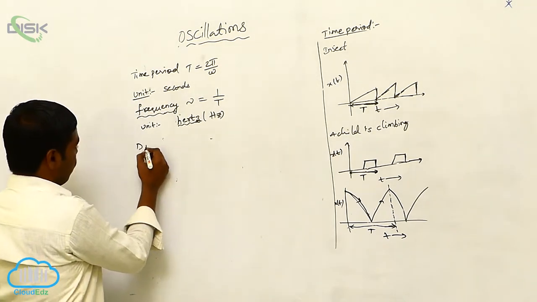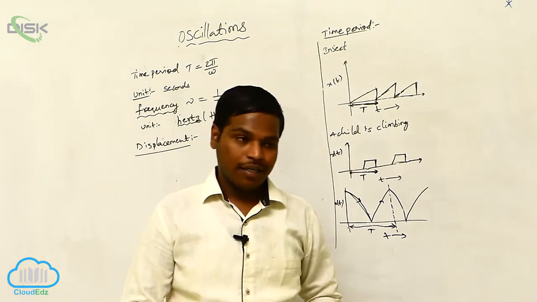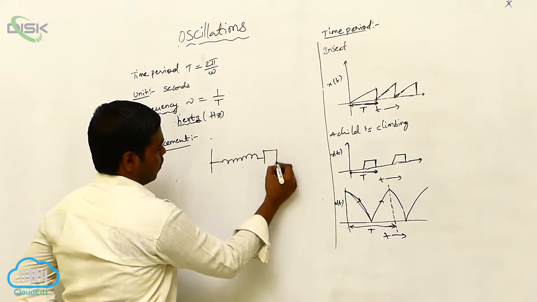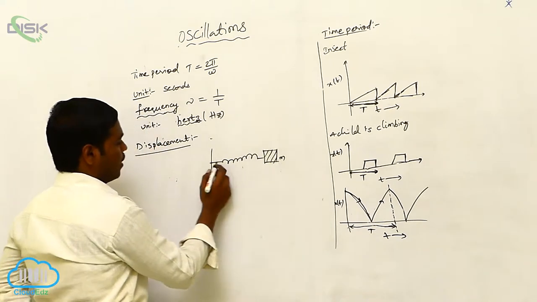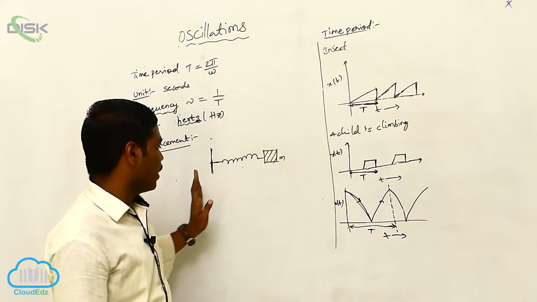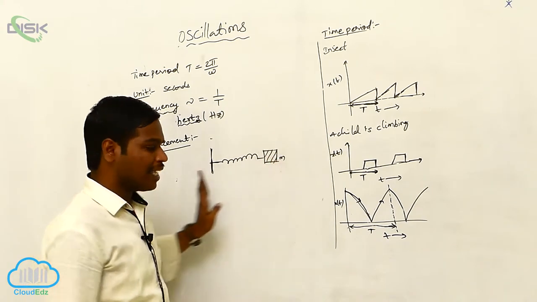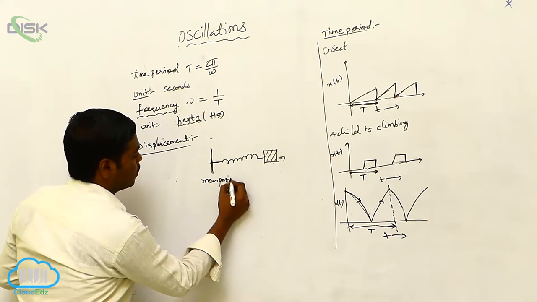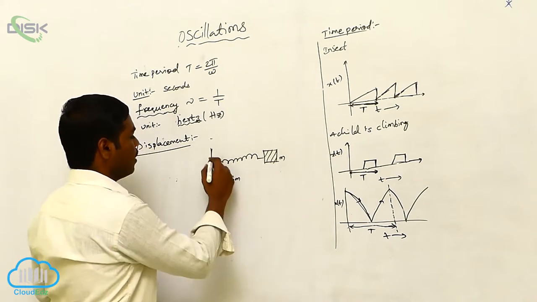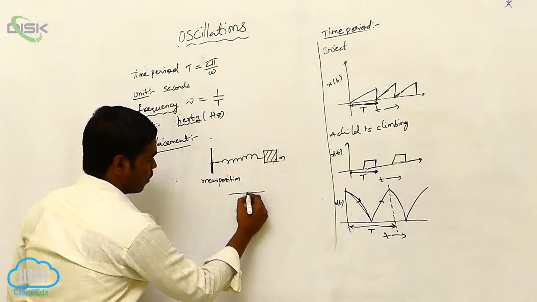Now, displacement. If we observe a load connected to a support with a spring, and we pull this load to one side, then it makes some oscillations. The displacement of this load is calculated from the mean position. This is the mean position. The displacement of the object, that is, the load connected to a spring, is calculated from the mean position or equilibrium position.